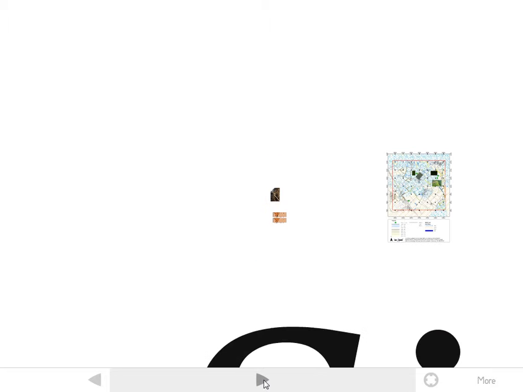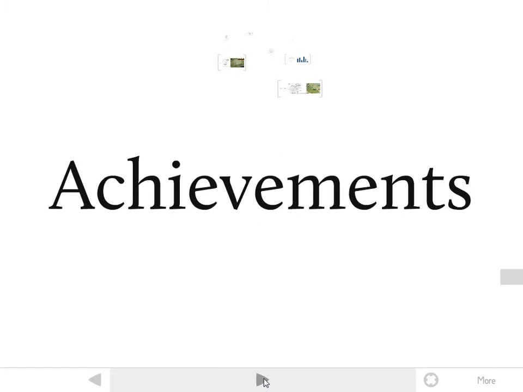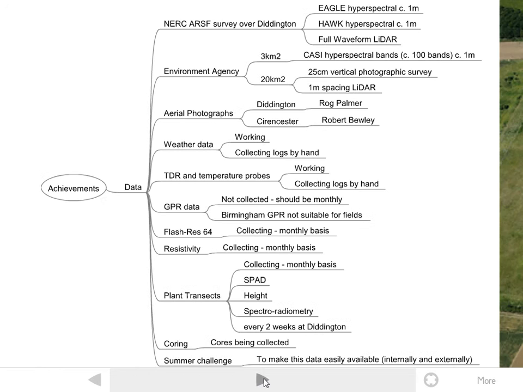Okay, achievements. We've done quite a lot in the last 6 months. So from a data perspective, we've got some NERC Airborne Remote Sensing Facility data. We did a survey over Diddington with Eagle and Hawk hyperspectral and full waveform LiDAR. Data from the Environment Agency, we have 3 kilometres squared over each site of CASI hyperspectral and 20 kilometres squared of 20 centimetre vertical photography and 1 metre spacing LiDAR.